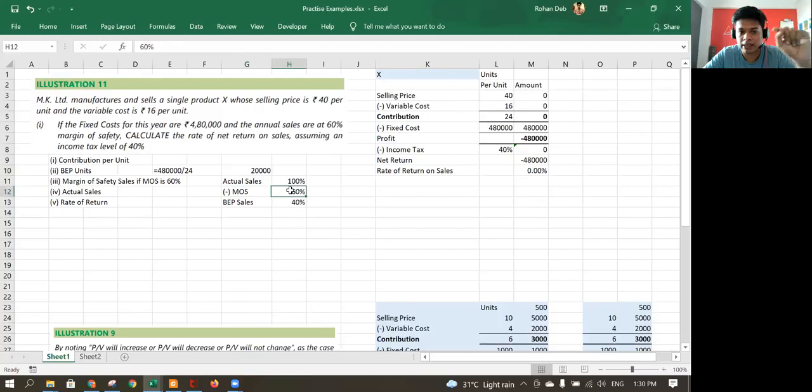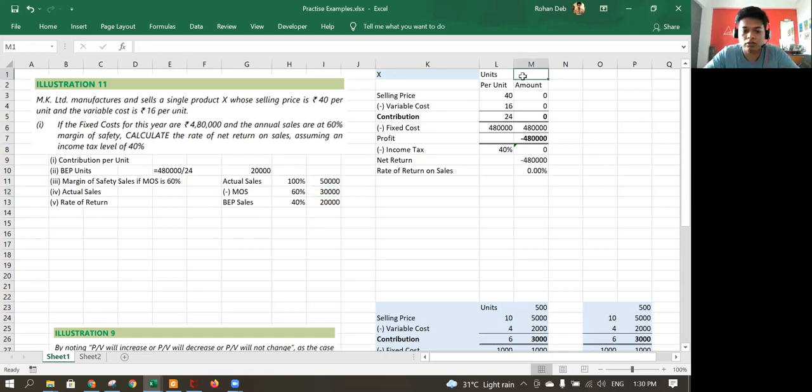Okay, so in this case, let's assume actual sales is 100%. So my margin of safety is 60 and my break-even sales is 40. Break-even sales is 40%, on top of that I have 60%, and total sales is 100%. I know that 20,000 is my break-even point. So if 20,000 is my break-even point, what is my margin of safety? Dividing by 40 into 60, I get 30,000. So what is my total? This plus this, so 50,000 is my total actual production.